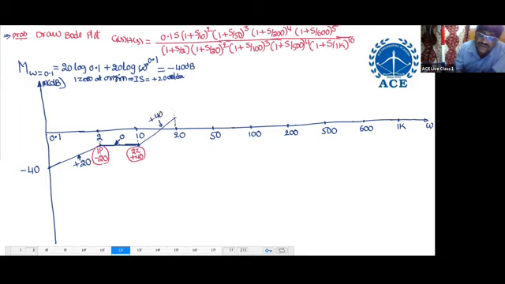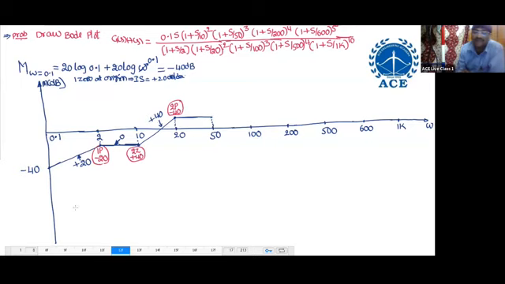Plus 40. Now at 20 what are there? Check it. At 20 what are there? 2 poles. 2 poles means minus 40. Minus 40 plus 40 becomes what? 0. Minus 40 plus 40 becomes 0.